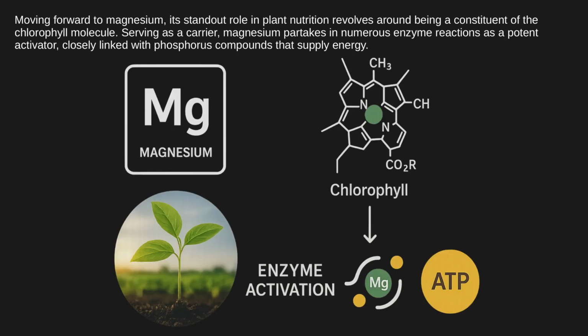Moving forward to magnesium, its standout role in plant nutrition revolves around being a constituent of the chlorophyll molecule. Serving as a carrier, magnesium partakes in numerous enzyme reactions as a potent activator, closely linked with phosphorus compounds that supply energy.